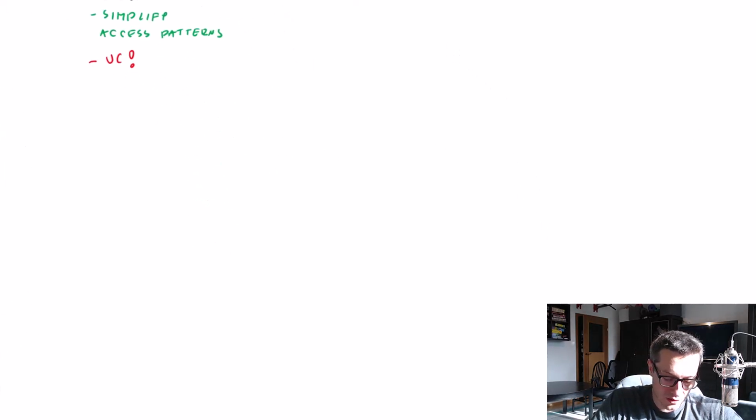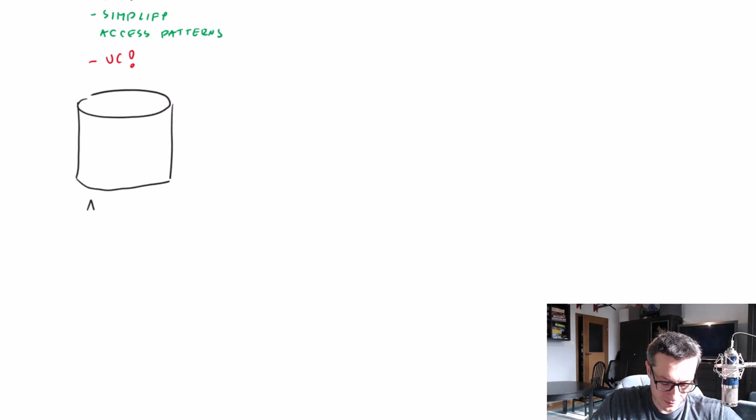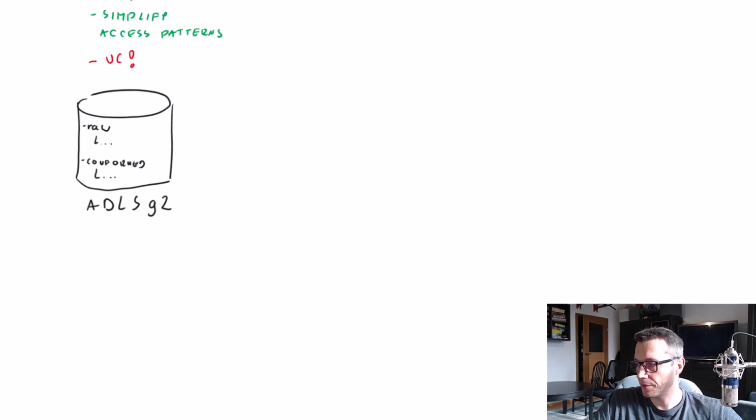So again, let's draw our data lake. Let's say this is our ADLS Gen2, inside which we will have some hierarchy, some structure. So let's say we've got our raw container, as always, that has some directories, some files, and so on. We might have some conformed container, or whatever we want to call it, and so on and so on.